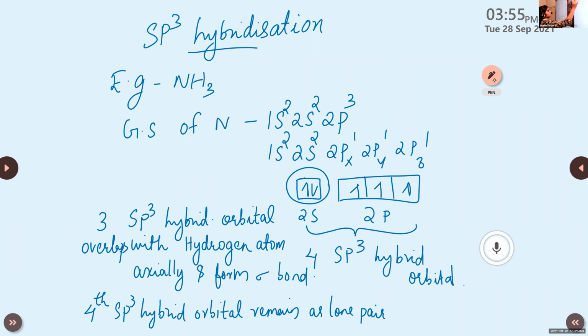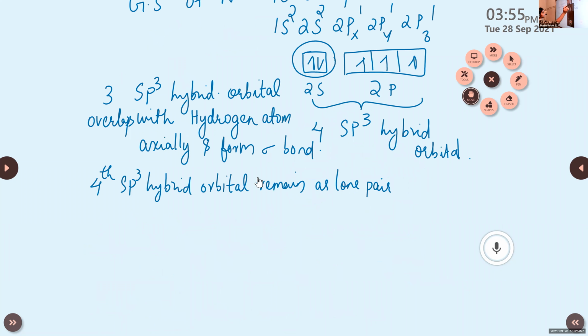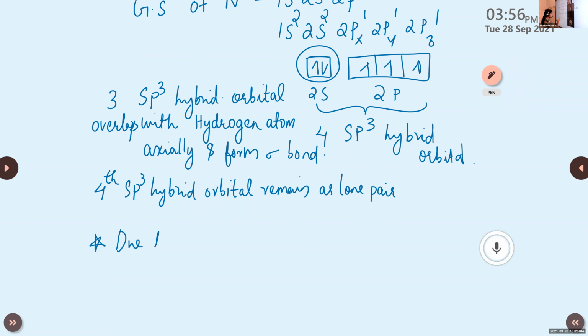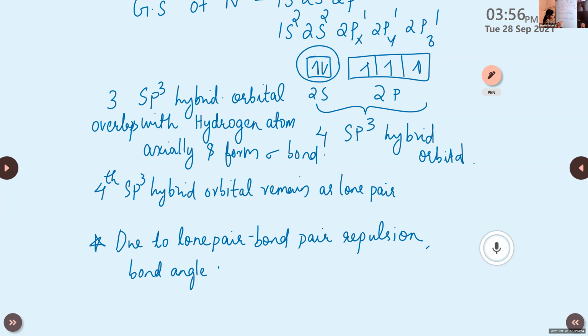Okay, you can write the remaining points, just wait. Due to lone pair-bond pair repulsion, the bond angle is reduced to 107 degree from 109.5 degree.